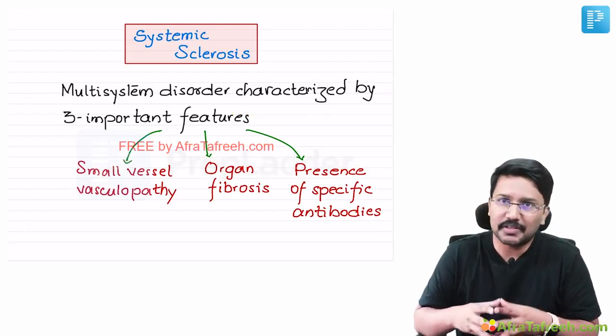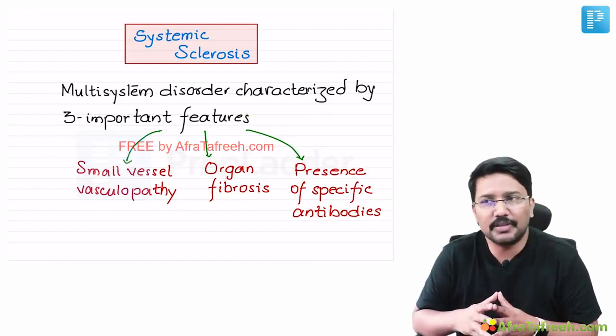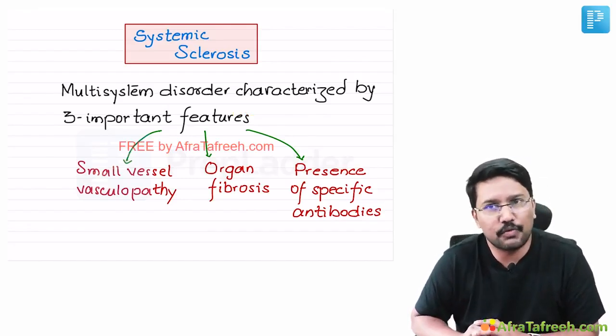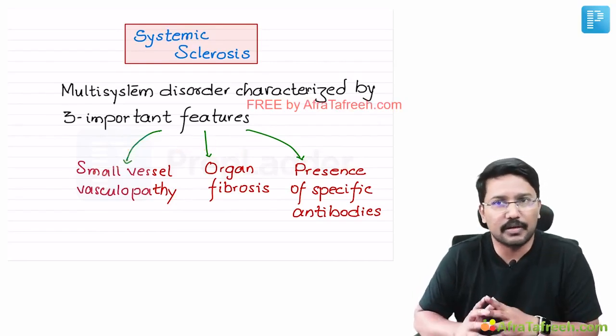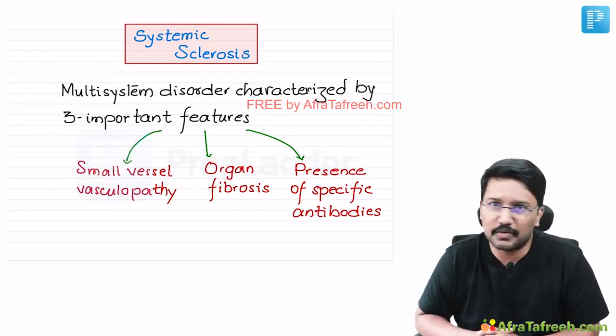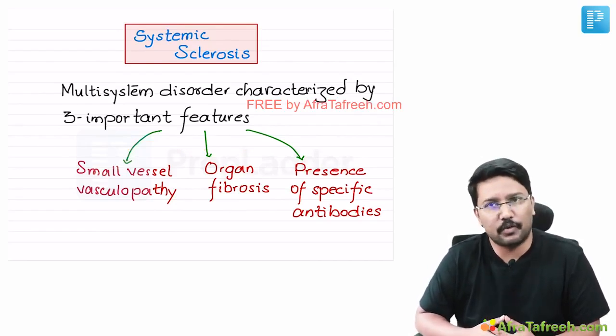When it comes to NEET super specialty, this is one of the very important topics, and there are two or three important areas to focus upon. The area number one is differentiation between limited cutaneous and the diffuse cutaneous systemic sclerosis. Right? That is one area. A lot of MCQs have appeared from this.